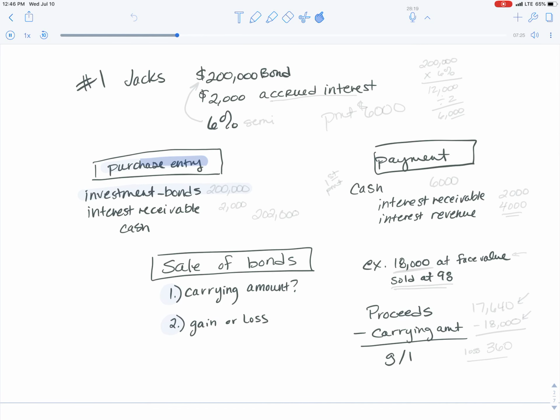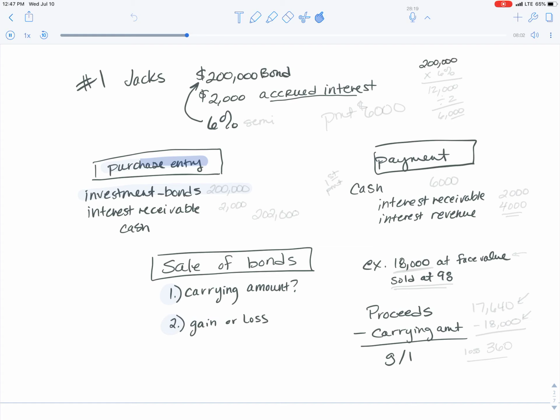Okay, so here's a $200,000 bond. It pays 6% interest, and we have $2,000 of accrued interest in this bond. So when you see accrued interest, that's the amount of interest that has built up before the payment, before we bought it. So that's going to be the receivable portion. How much is the payment, though?